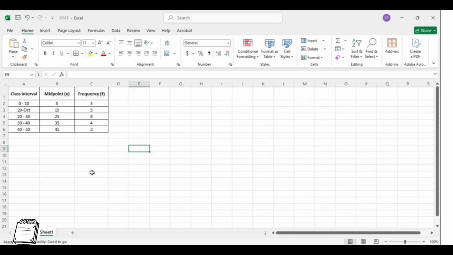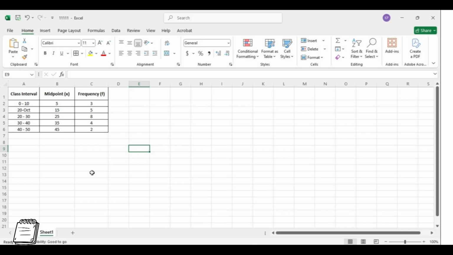Let's calculate the mean, median and mode from the grouped data. Here we have an example of grouped data, in which there are class intervals 0 to 10, 10 to 20, 20 to 30, 30 to 40, 40 to 50. And the frequency is already given as 3, 5, 8, 4, 2.